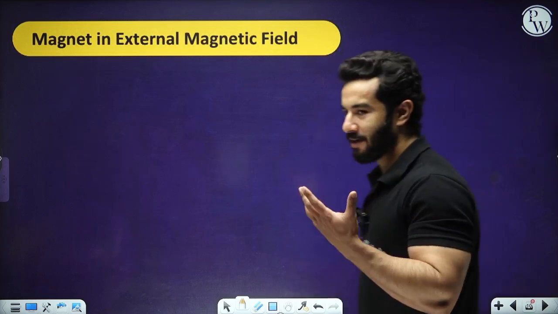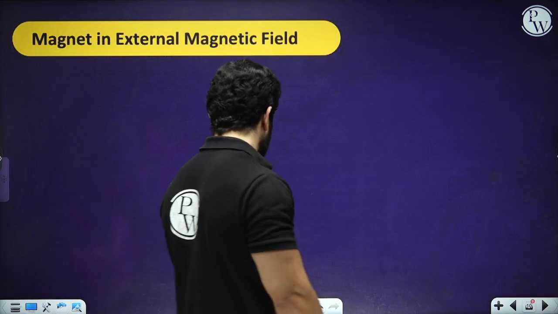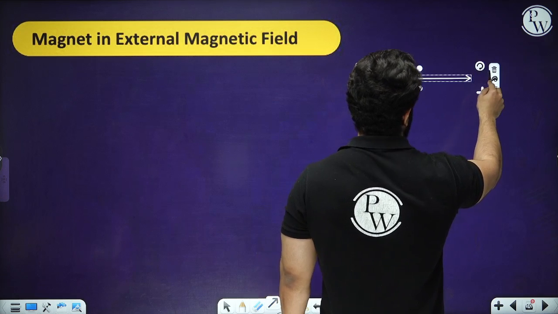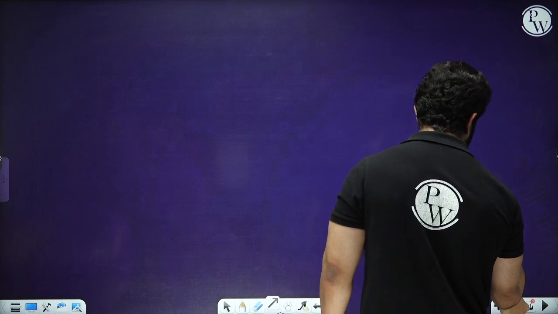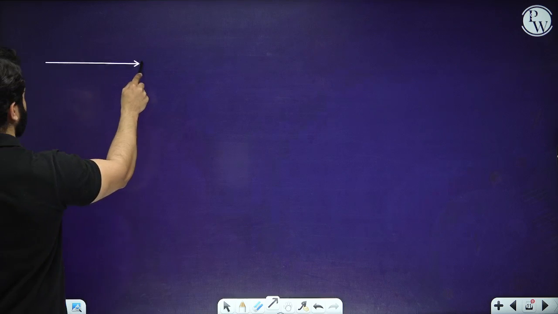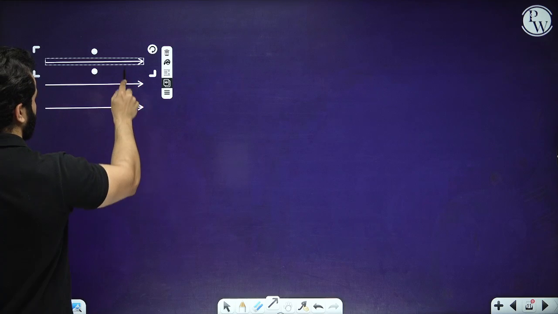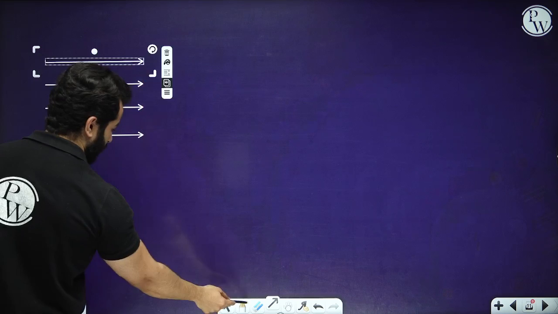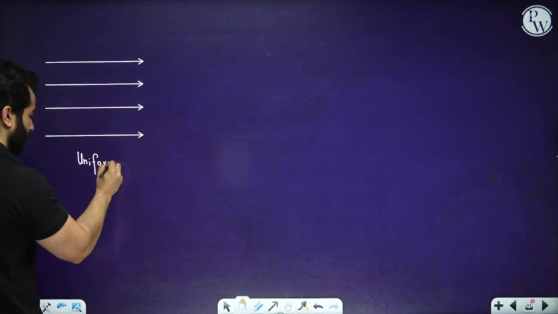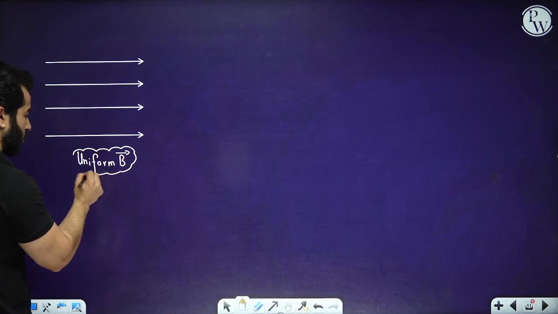now if this dipole is kept in a uniform magnetic field, that is, in an external magnetic field, and by the way this external magnetic field right now is uniform, that means in magnitude. Let's also talk about what we mean by a uniform magnetic field. Magnetic fields like these are uniform magnetic fields, which are equidistant from each other. I'm trying my best to make them equidistant. So these are known as uniform magnetic field lines, where direction as well as magnitude are all the same.